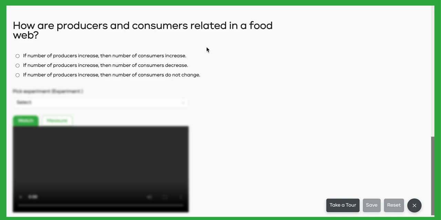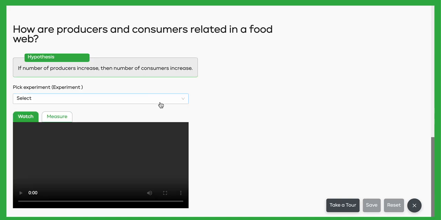So first, you're looking at how producers and consumers are related. What's your best guess or your best claim to this in terms of this relationship? Make a hypothesis below. So there's 3 options. I'm just going to pick one. Go ahead and read them and decide which one you like best.